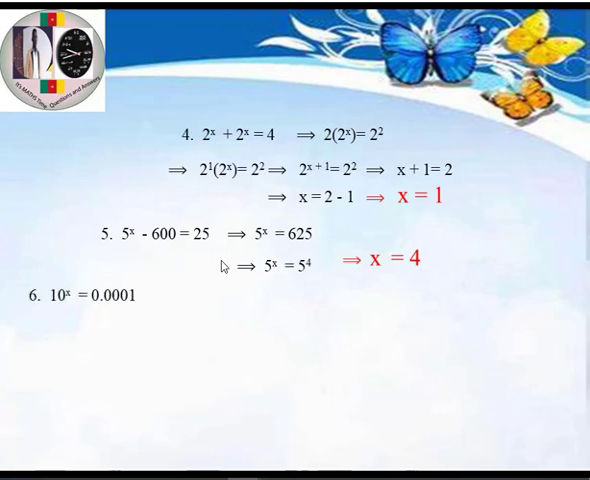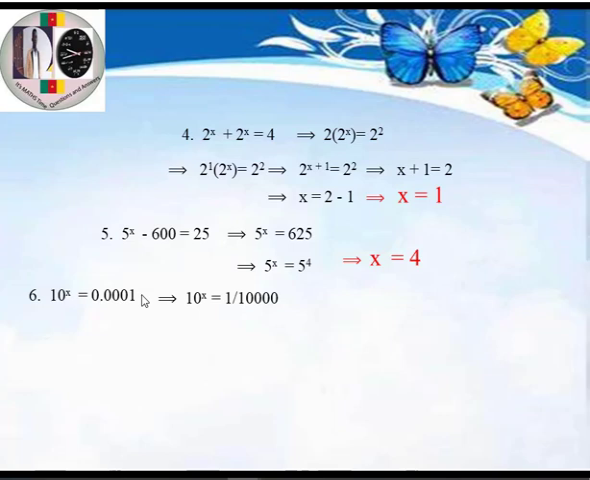The next example is 10 power x equals 0.0001. 0.0001 is the same as 1 over how many decimal places? 1, 2, 3, 4. 1 over 10,000. So we are going to have 10 power x equals 1 over 10,000.